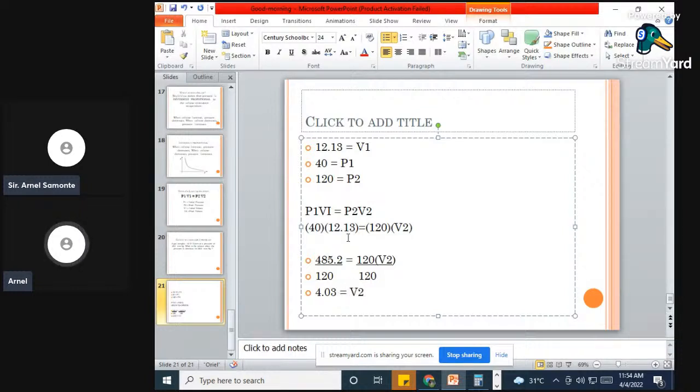Why is the final volume low? Because our pressure is high. As Boyle's law said earlier, when pressure is increased, the volume will be decreased.